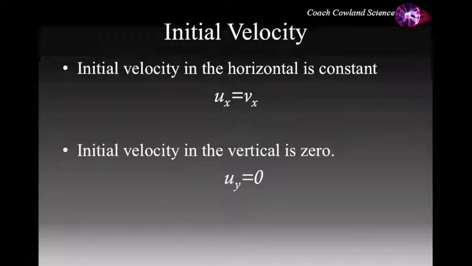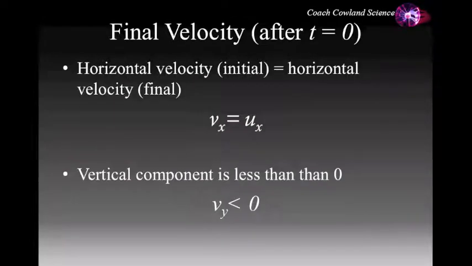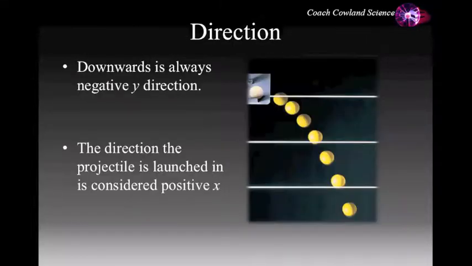For a horizontally launched projectile, the initial velocity in the x is the final velocity in the x, and the initial velocity in the y is equal to 0. As we said before, the horizontal final velocity is equal to the horizontal initial velocity. However, the vertical final velocity is always going to be less than 0. In projectile motion, it's important to define which direction is positive and which direction is negative in the x and y dimensions. The easiest way to do this is to define the upwards direction and the forward motion of the ball as the positive directions.